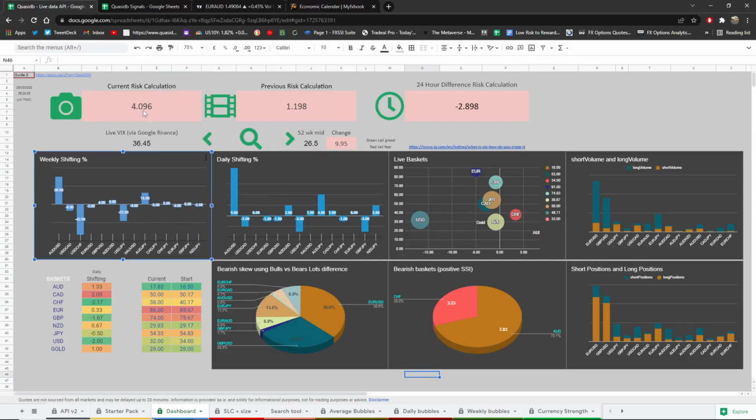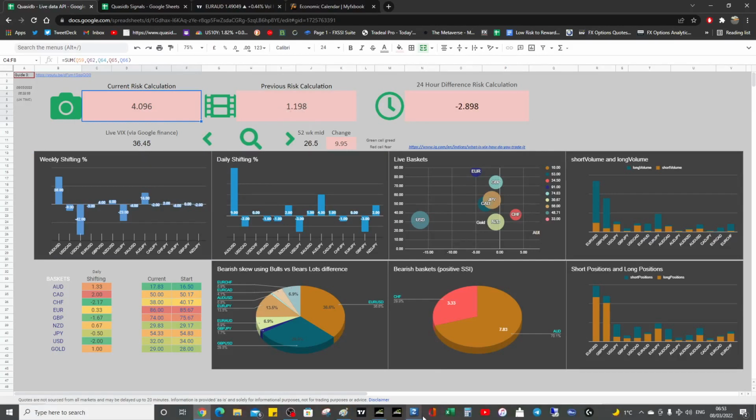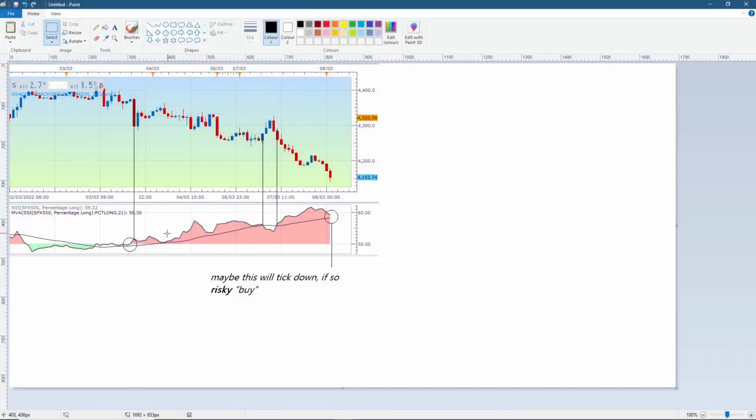Also to note that we're risk off as well, quite strongly risk off, which is unusual. VIX is very high, and what's happening with the S&P is that the retail guys are buying the dips. Every time they buy it, price comes down. It happens all the time. It's not a coincidence. It needs to flush the dumb money out. So this could potentially be a buy if it ticks down.